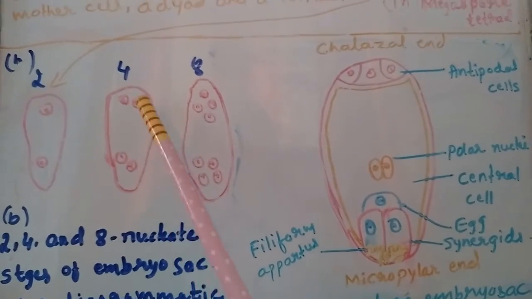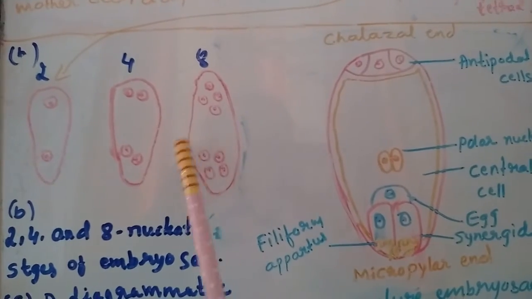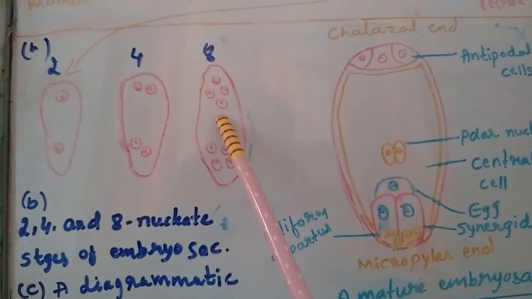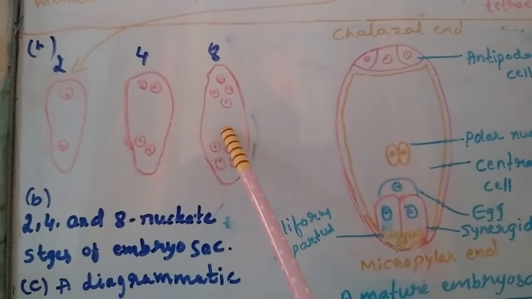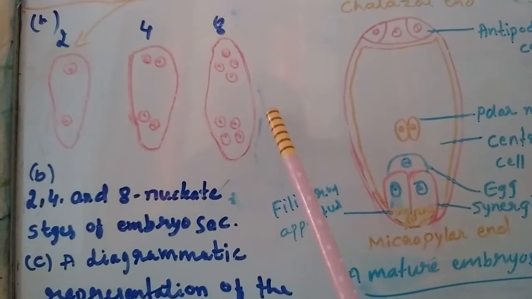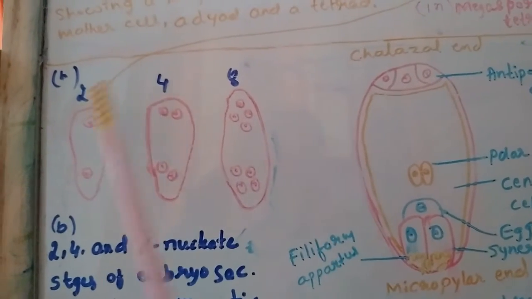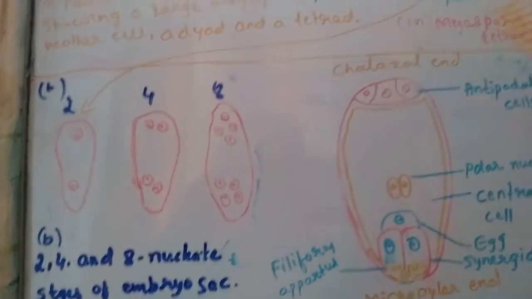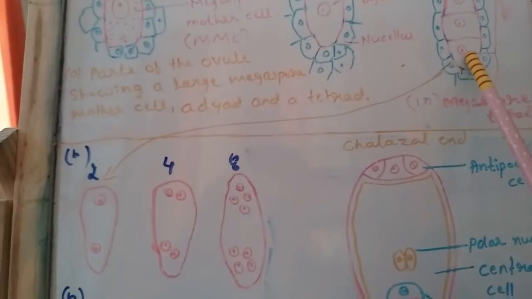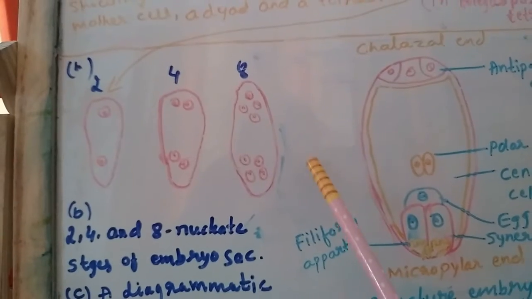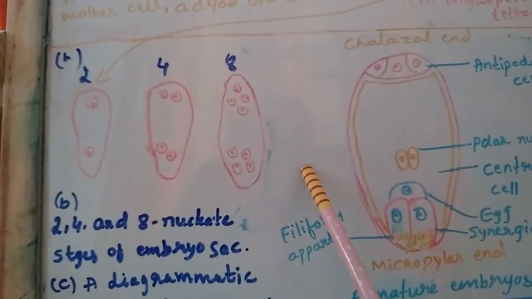Again, these 4 nuclei will undergo another mitotic cell division, and there will be a formation of 8 nuclei. How many nuclei formed here? 8 nuclei at the end of the third mitotic cell division. So in total, how many mitotic cell divisions take place in the functional megaspore? 3 mitotic cell divisions take place.